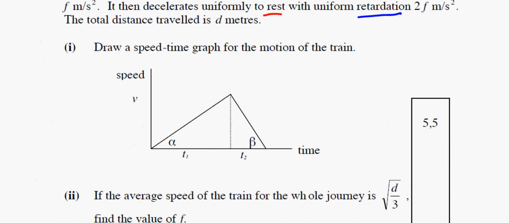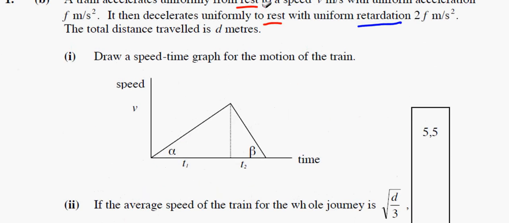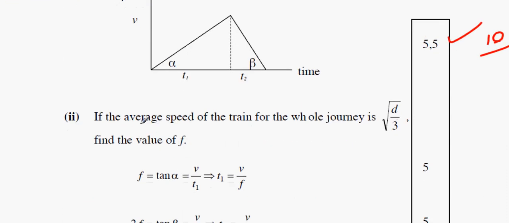Okay, so as we see from the solution, we've drawn our velocity time diagram, label your axis. We take 10 marks home with us for that, so we're very happy about that. Next thing is average speed. The average speed of the train for the whole journey is d over root 3. Find the value of f. Now remember, the average speed equals total distance, or total d, divided by total time.